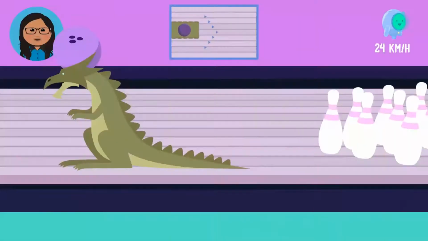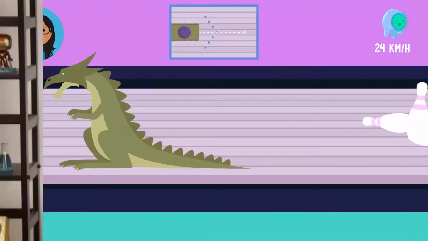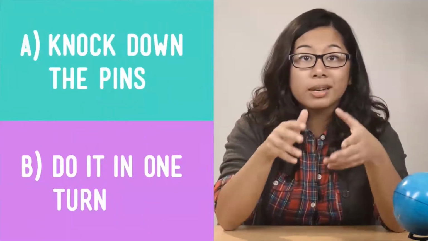For our first trial, we'll aim the ball ramp so that the ball will roll directly down the middle of the lane. When we let the ball go, we see that we knock some pins over, but not all. We might be able to get them with a second try, but that would mean that our solution didn't meet both criteria. Let's give it another go.